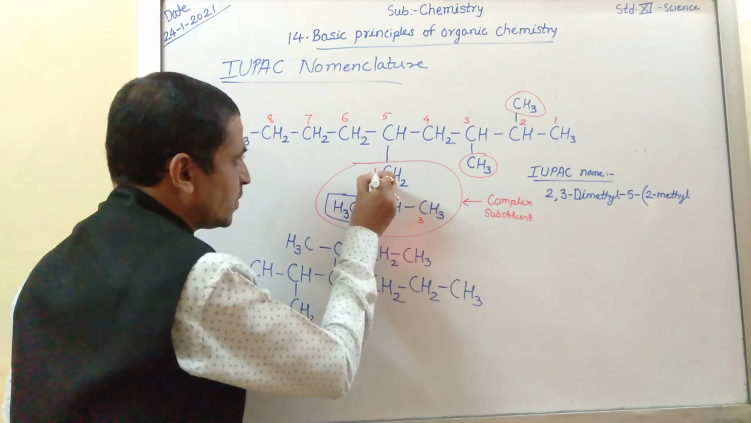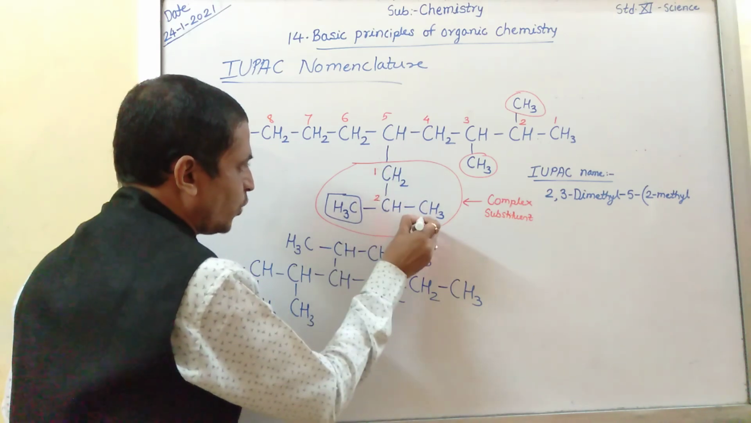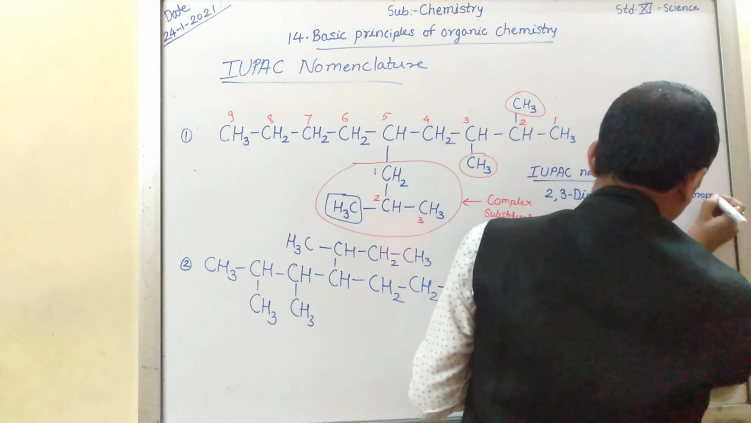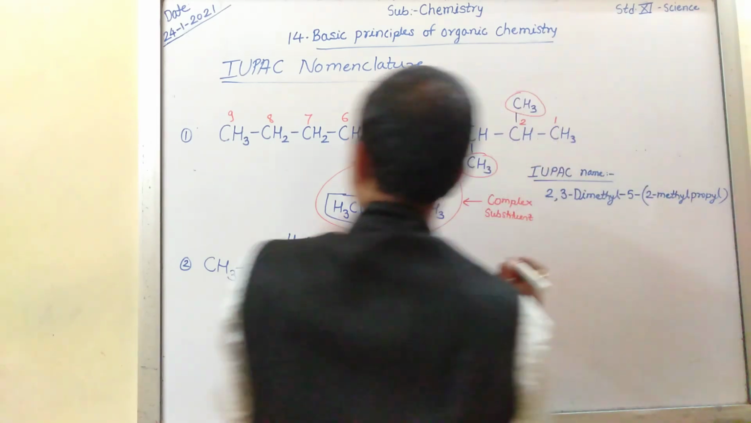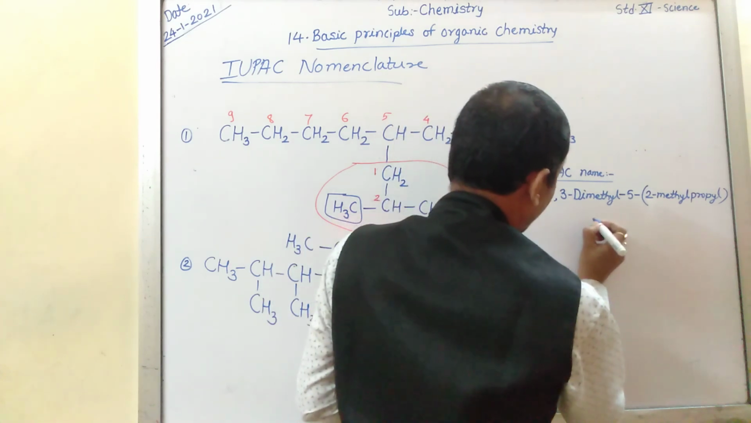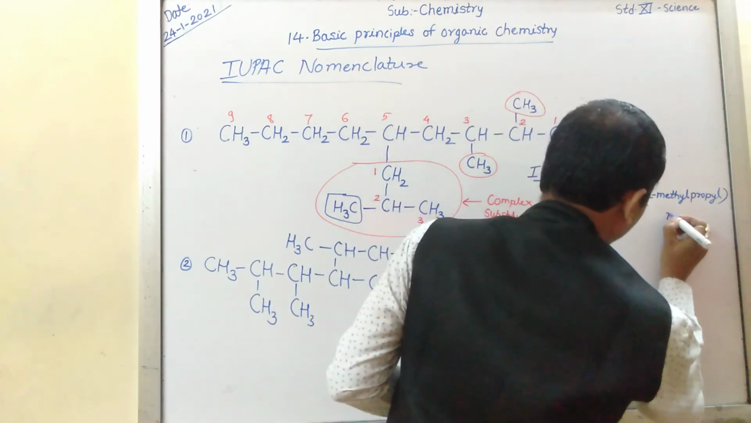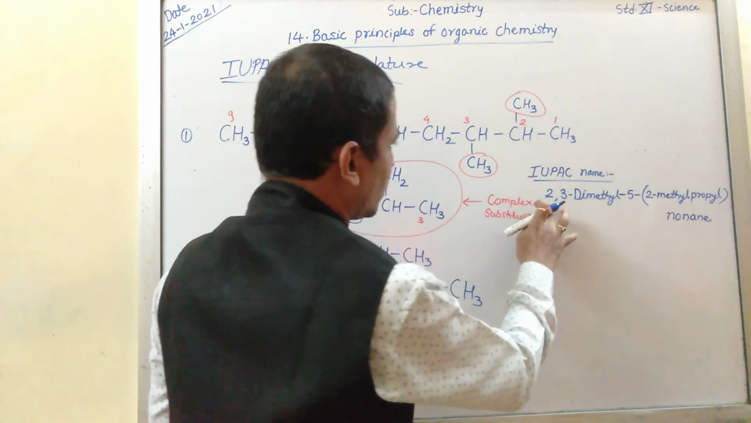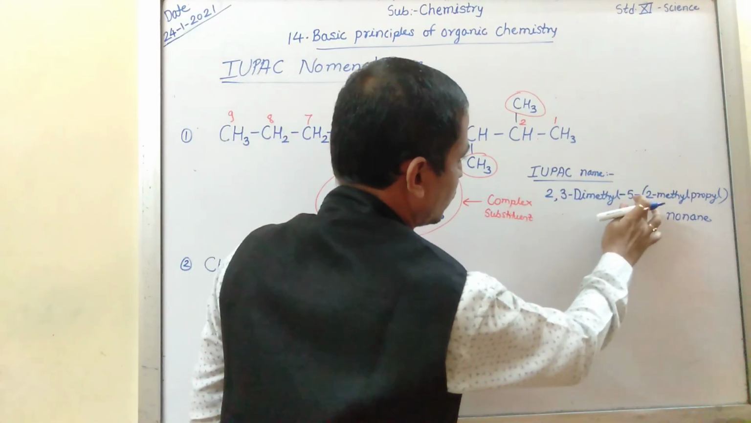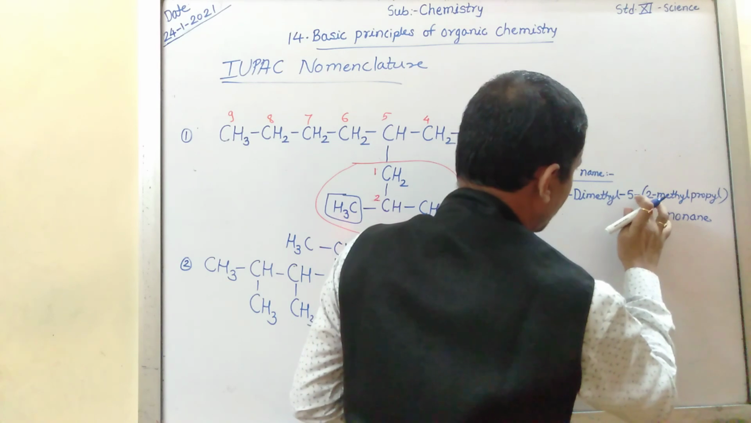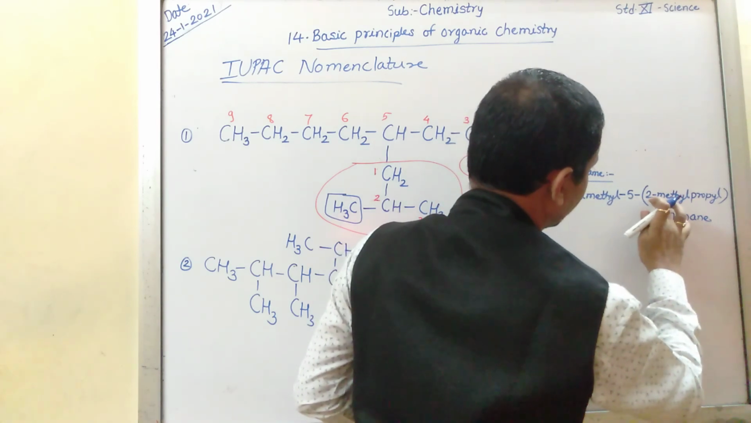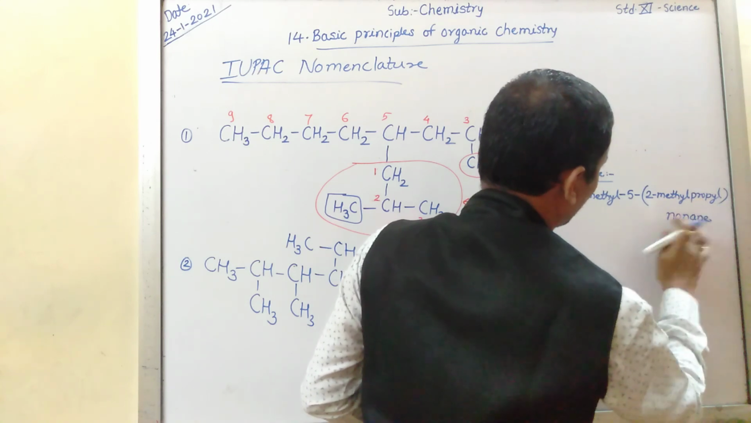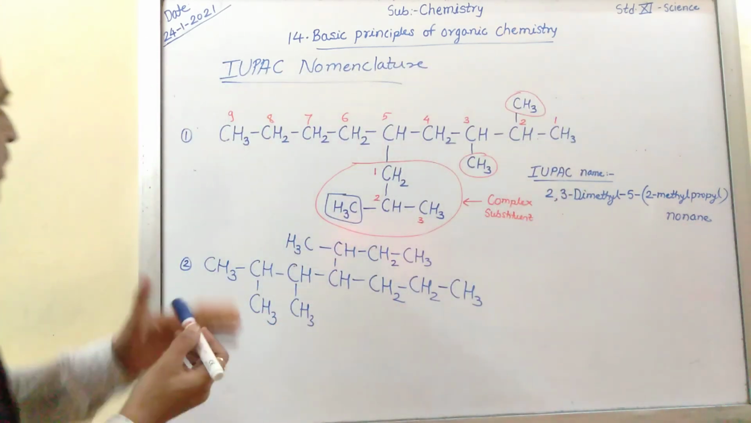And see, count these carbon atoms 1, 2, and 3. So here you get what? 3 means what? Propyl. See, the longest chain is of what? Nonene. So the name is what? 2, 3 dimethyl 5 hyphen, in the bracket 2 hyphen methyl propyl nonene. This is the IUPAC name of this compound.